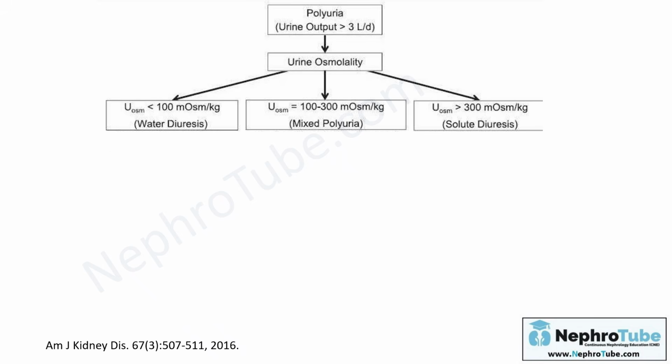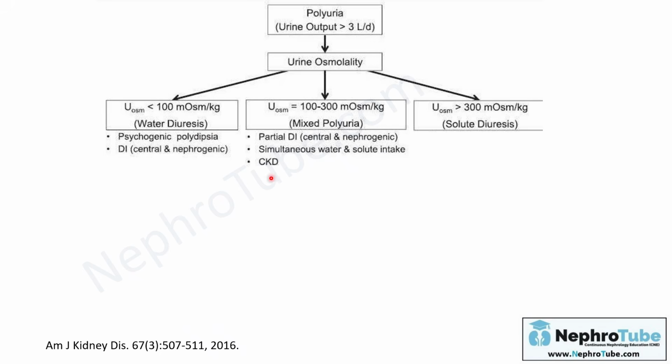Let's check the causes of each one. In a patient with urine osmolality less than 100, it is water diuresis, so it is psychogenic polydipsia or diabetes insipidus. Patients with mixed polyuria, this may be due to partial diabetes insipidus, simultaneous water and solute intake, and maybe in CKD. If the patient has solute diuresis, for sure this may be due to hyperglycemia or high solute intake or post-obstructive diuresis.